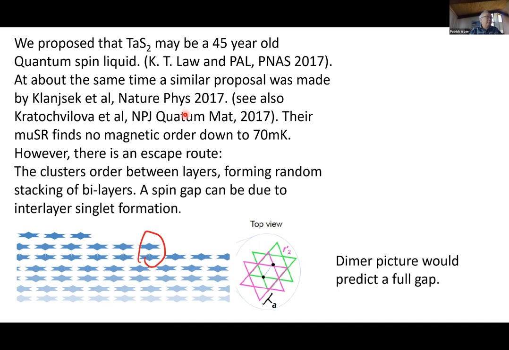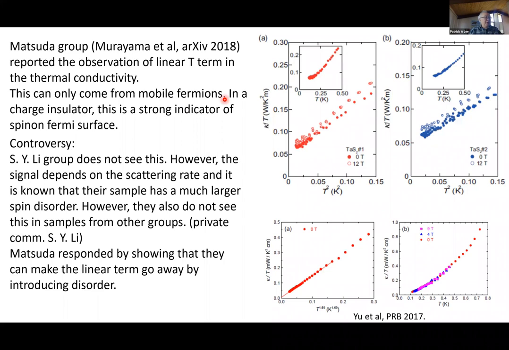After that, some very interesting data appeared. The group of Matsuda did thermal conductivity measurements on these crystals, and they reported there's a linear term in the thermal conductivity. Here's a plot of thermal conductivity divided by T as a function of T squared. So it's a kind of standard plot.